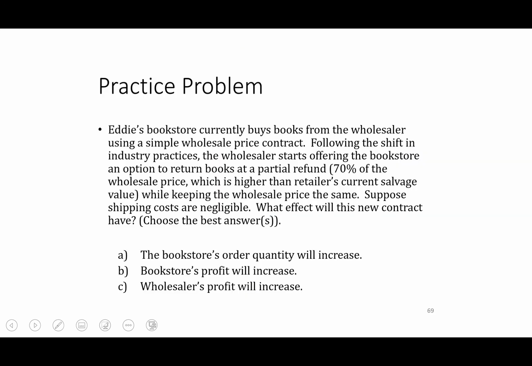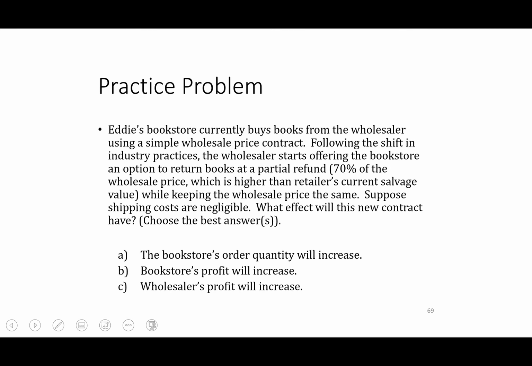Okay, so let's take a look at a practice problem to make sure that we got this. The problem says that Eddie's bookstore currently buys books from a wholesaler using a simple wholesale price contract. Following the shift in industry practices, the wholesaler starts offering the bookstore an option to return books at a partial refund, 70% of the wholesale price, which is higher than the retailer's current salvage value. While keeping the wholesale price the same, suppose that the shipping costs are negligible, what effect will this new contract have? Will the bookstore's order quantity increase? Will the bookstore's profit increase? And will the wholesaler's profit increase?